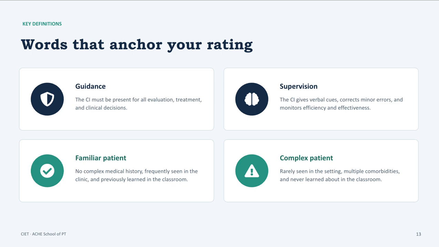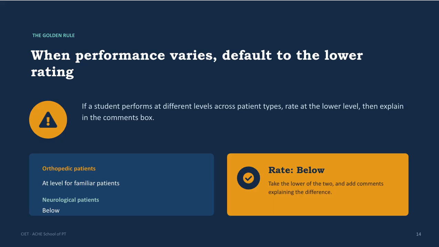It is important to understand that if a student performs at varying levels, you should always default to the lower rating. For example, if a student is at a level of familiar patients when working with orthopedic diagnoses, but below when working on neurological diagnoses, you would rate the student at the lower of the two levels and be sure to write comments in the box provided.